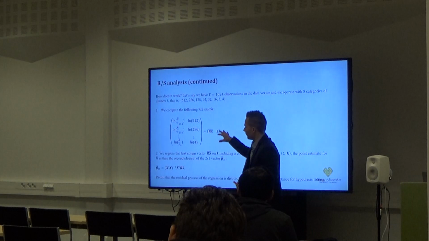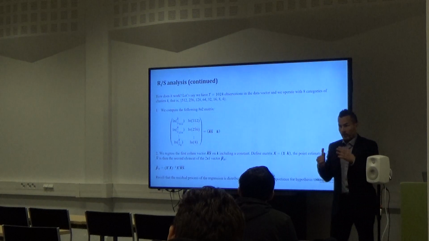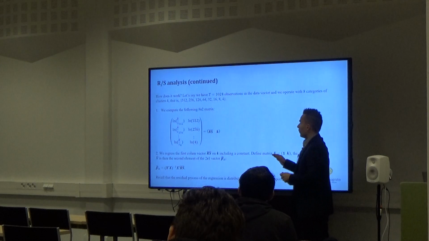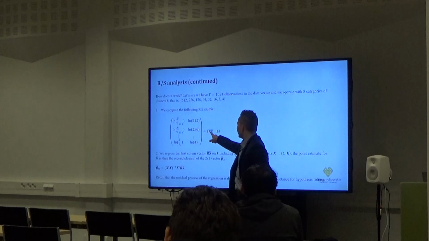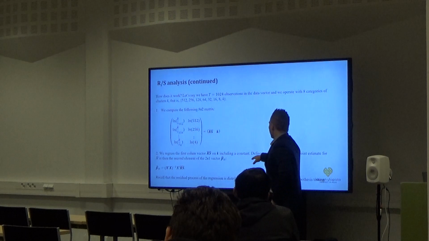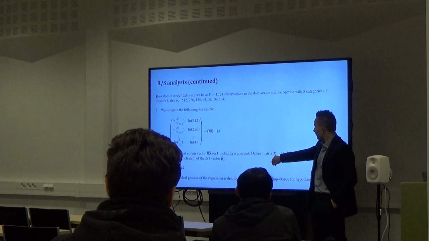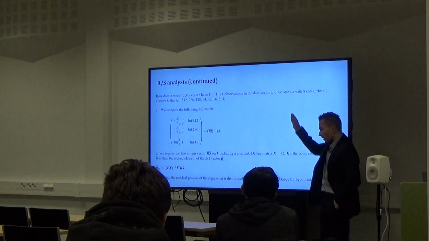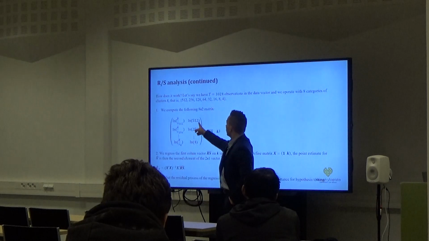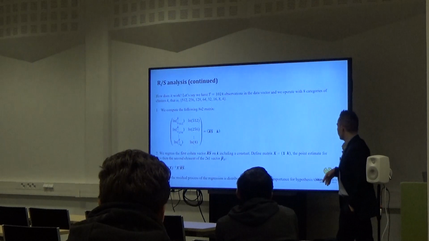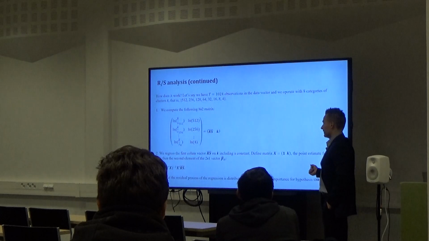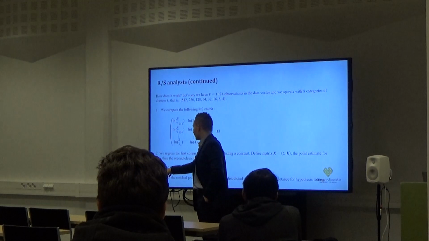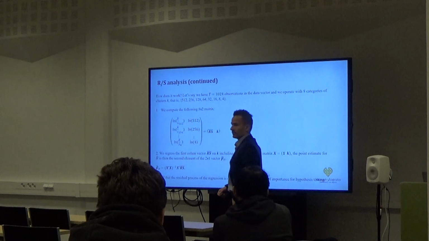So what we can then do, and again recall, what we do is a log-log regression. We regress the first column vector, RS bar, on K, including a constant term. We can define the matrix X, and X has an 8x1 vector consisting only of ones, and in the second column vector we have K. It's also an 8 by 1 vector. And what we do then is simply an OLS regression. The point estimate beta hat h is simply given by X transposed X inverted times X transposed RS bar. Quite simple.